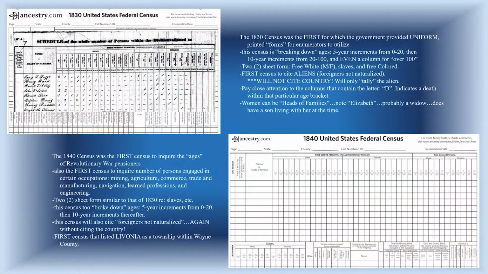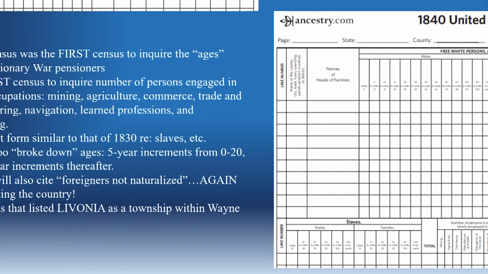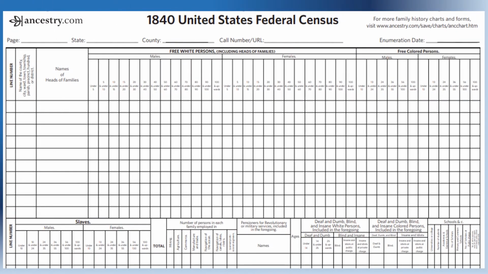1840, first census to inquire the ages of Revolutionary War pensioners. That's important. Both of these censuses will be comprised of two sheets, one for the whites, one for the blacks. The 1840 census will break down ages into 5-year increments and will also cite foreigners not naturalized.